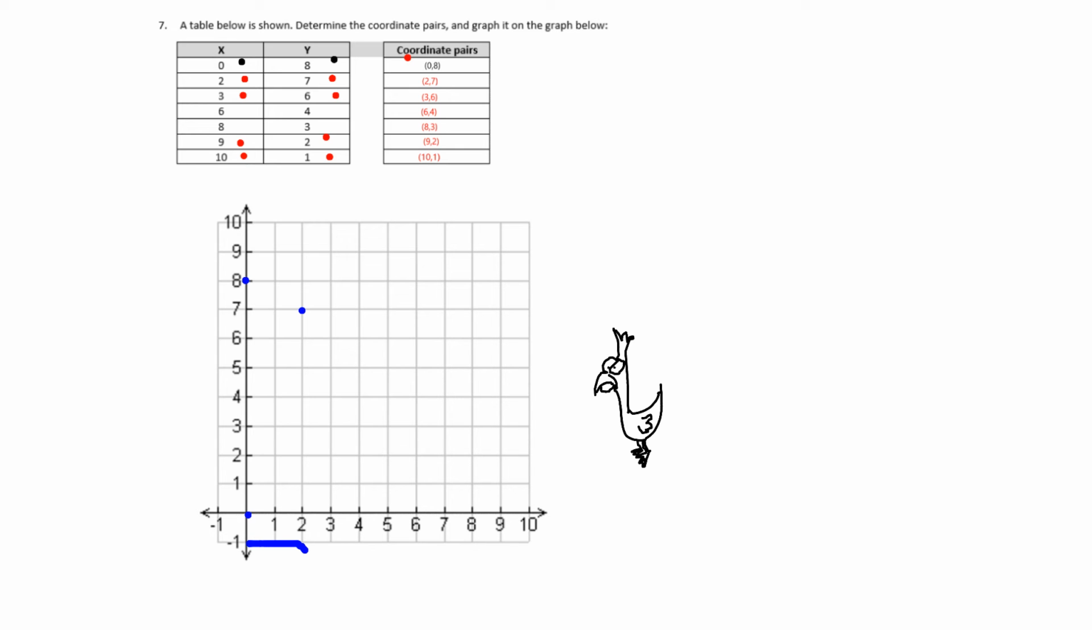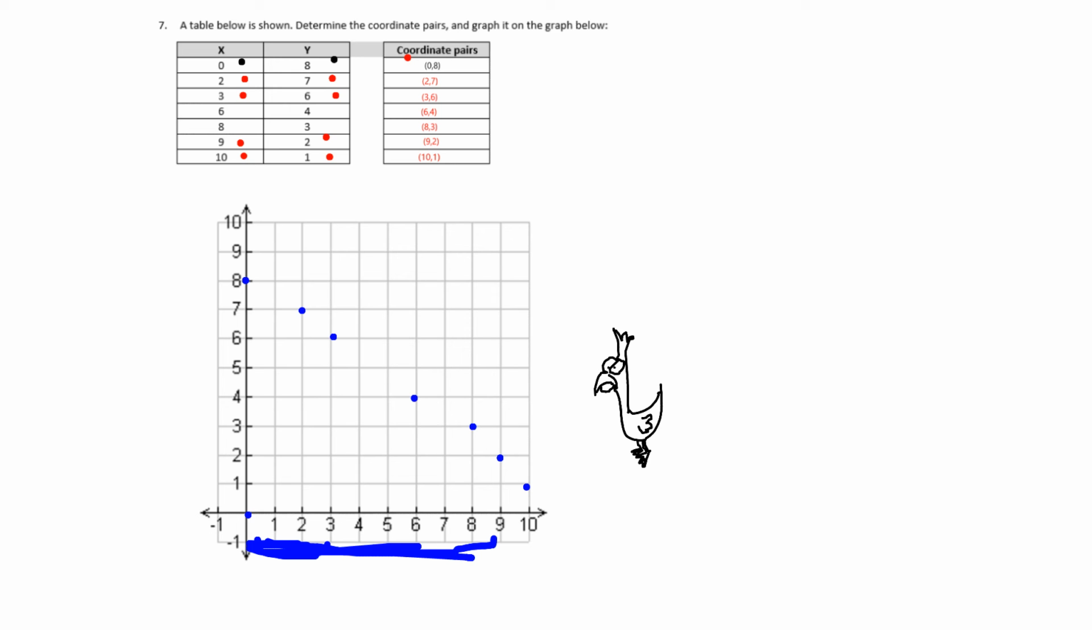Then the next point is 3, 6. So I go over 3 and up 6. Then the next one, 6, 4. I go over 6 and up 4. The next one is 8, 3. I go over 8 and up 3. Okay. And then finally 9, over 9, up 2. And then over 10, up 1.